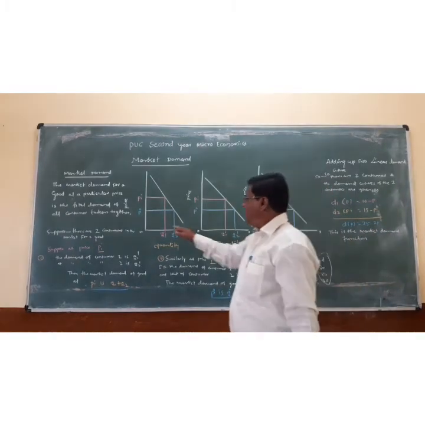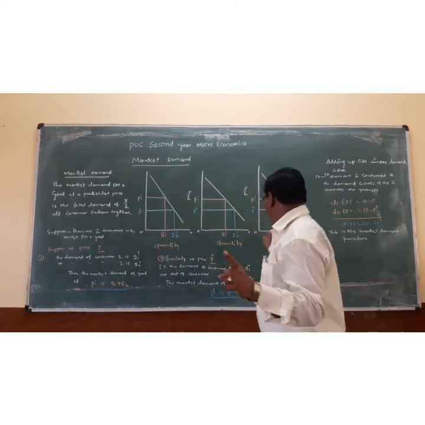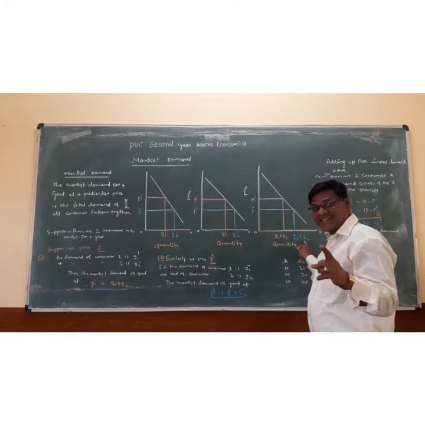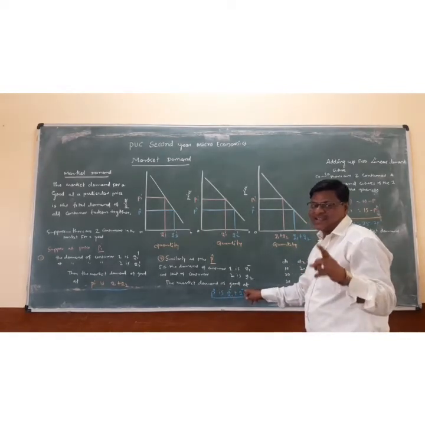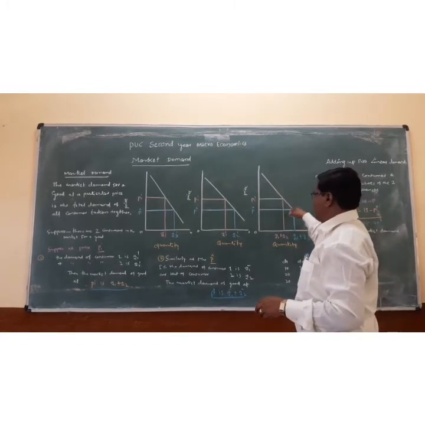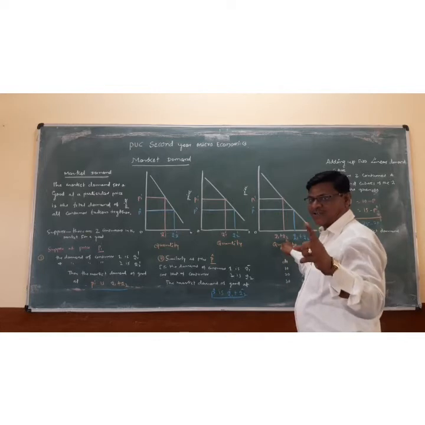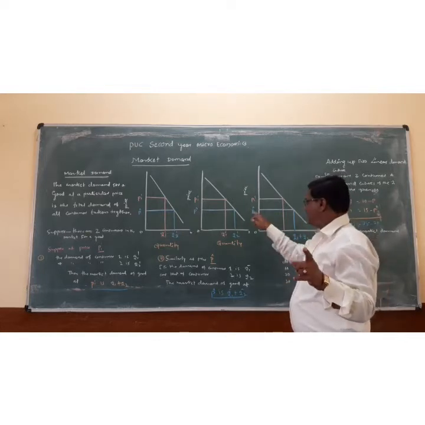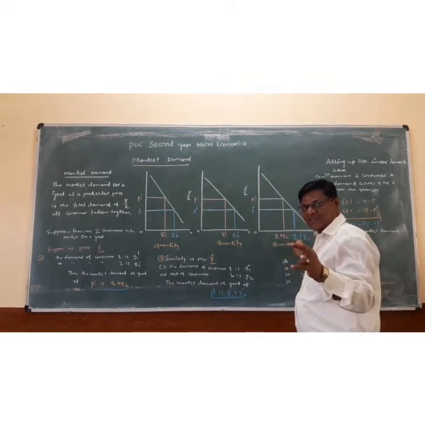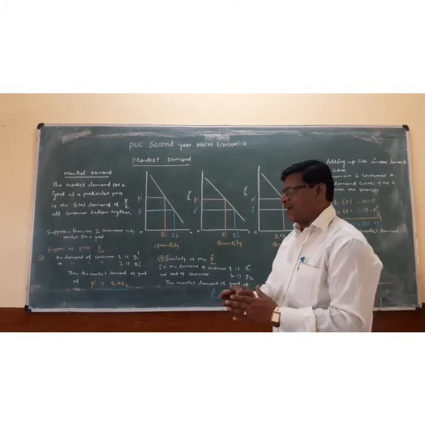Similarly, at price P dash, consumer 1 is Q1 and consumer 2 is Q2. The market demand at P dash is Q1 plus Q2. It is the total market demand, and we have shown it in the market demand curve. The market demand curve slopes downwards from left to right.